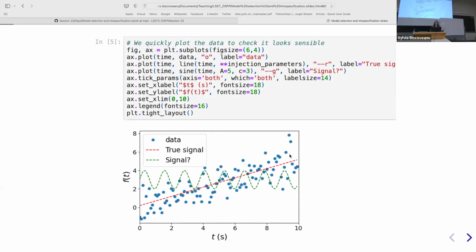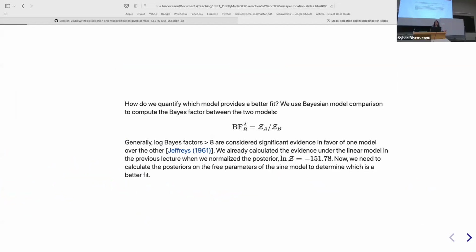Okay, so if we take a look at our data again, the blue points are the data, the red is the true signal that we have added to our data, but now we're going to fit it with something that looks like the green signal because we're going to pretend we don't know that the true signal is actually the red signal.